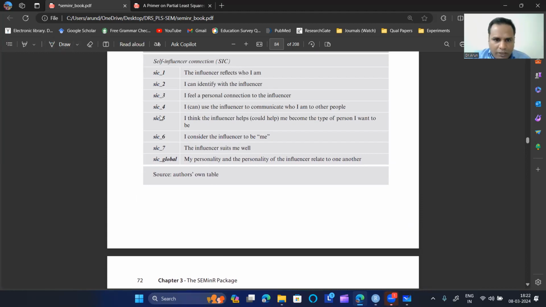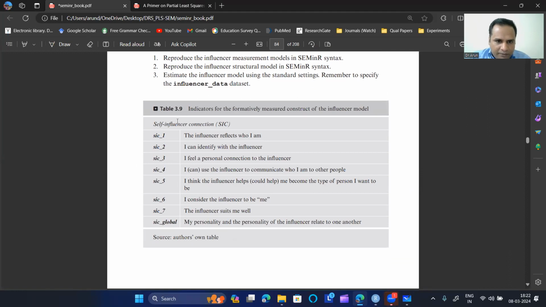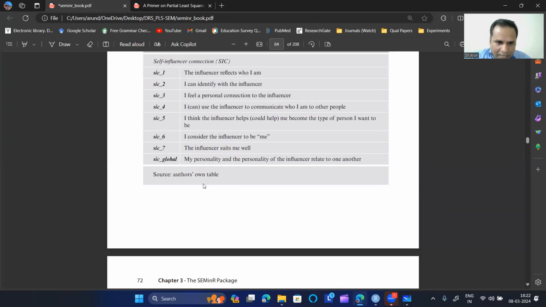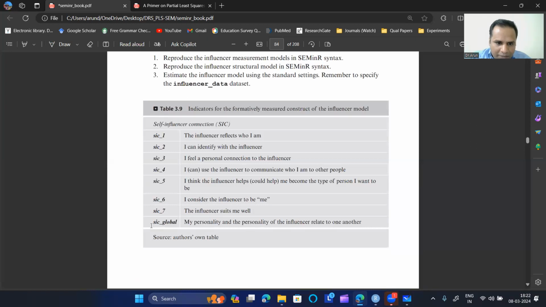Now here you can see, friends, the self-influencer connection, SIC. You ask certain questions to the respondent. And here you can see there is one global item: my personality and the personality of the influencer relate to one another. Yes. Okay. Now this self-influencer connection is conceptualized, or rather measured, as a formatively measured construct.